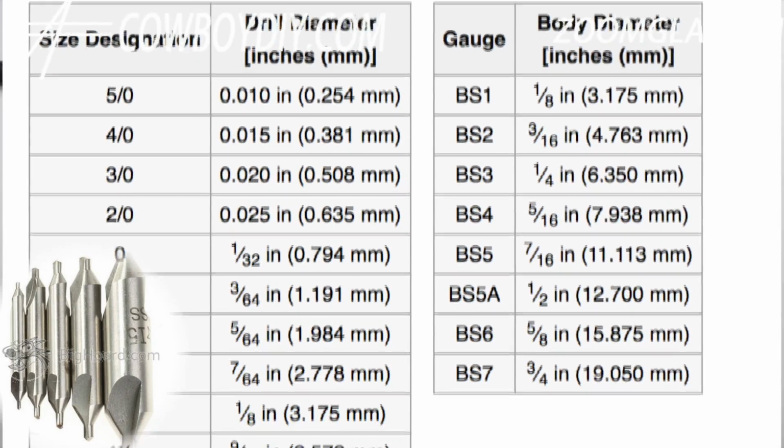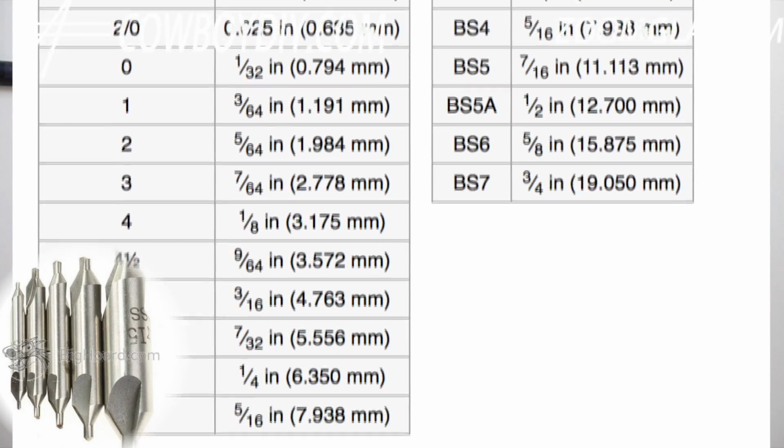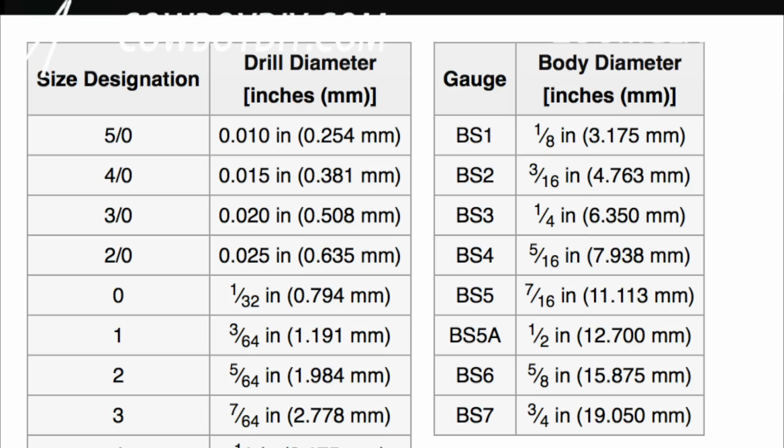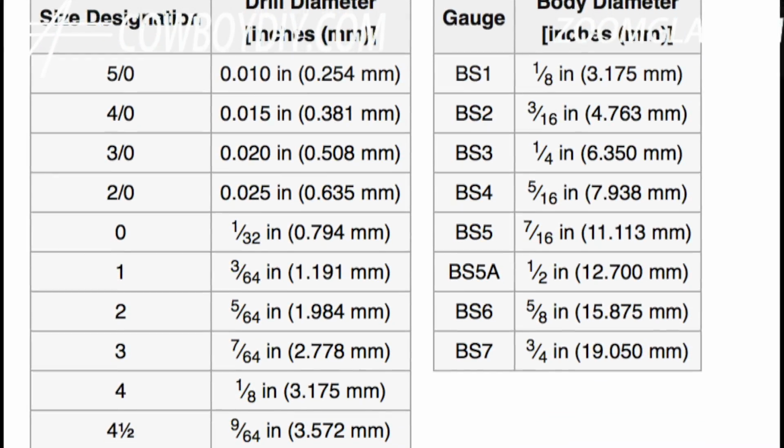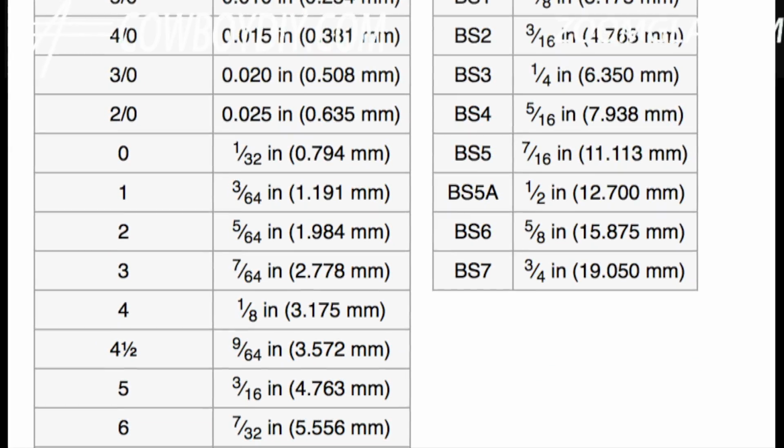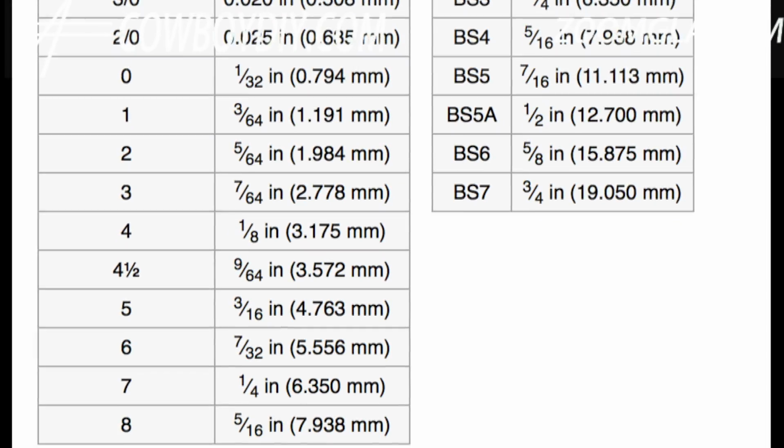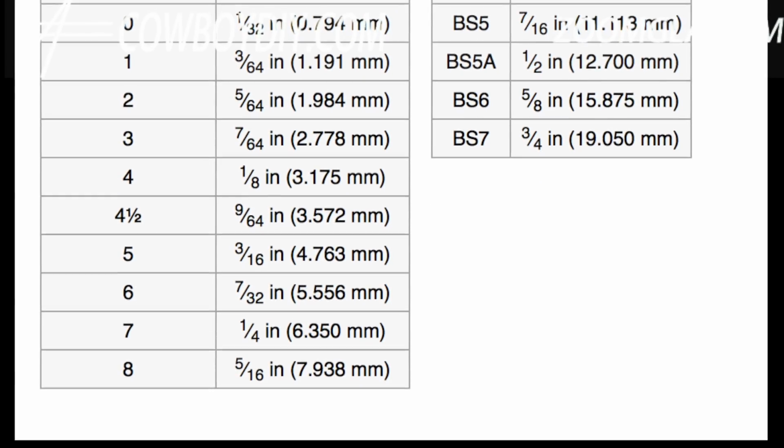Center drills are available with 2 different included angles. 60 degrees is the standard for drilling center holes, for example for subsequent center support in the lathe. But 90 degrees is also common and used when locating holes prior to drilling with twist drills.